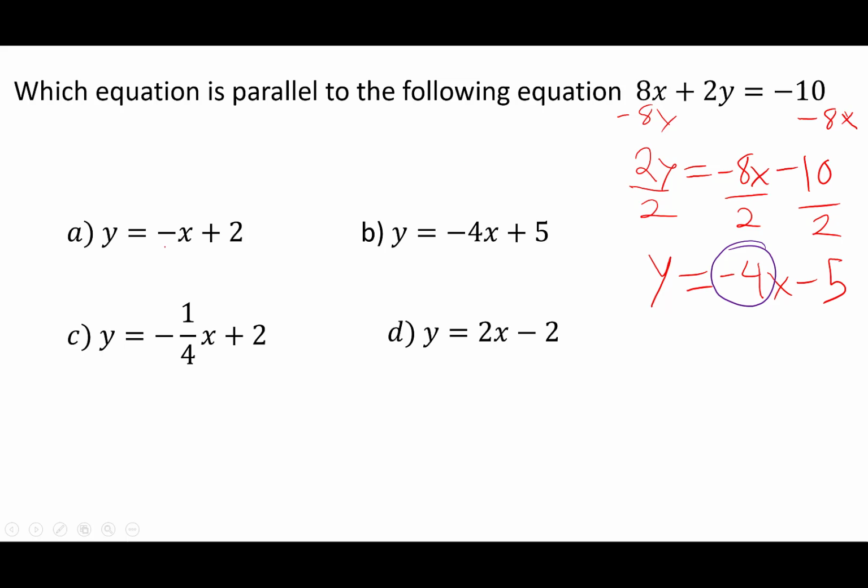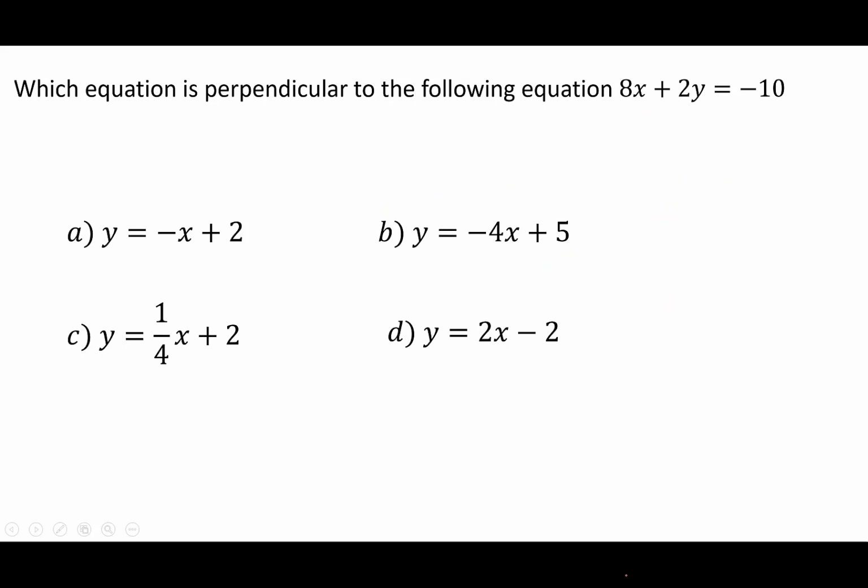Well, the slope of A is negative 1. So that doesn't match, right? Remember, parallel has to be the same slope. B has a slope of negative 4. So B would be my answer. And we can double check this by looking at C. Well, that's a negative 1/4. And D has a positive 2.